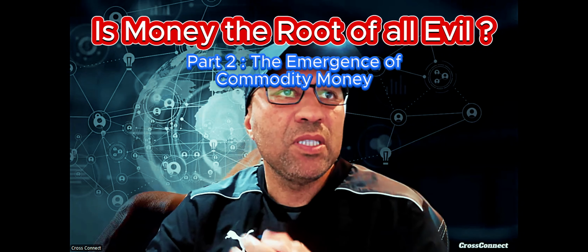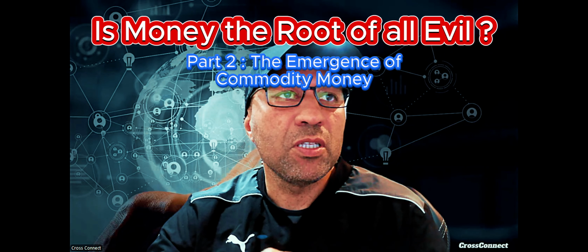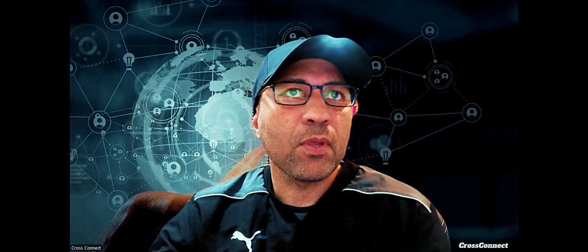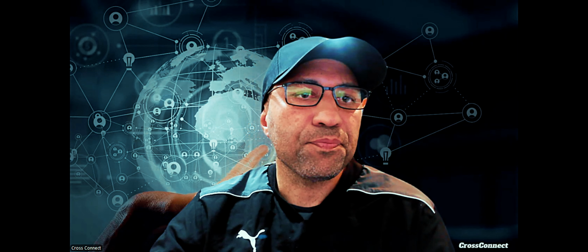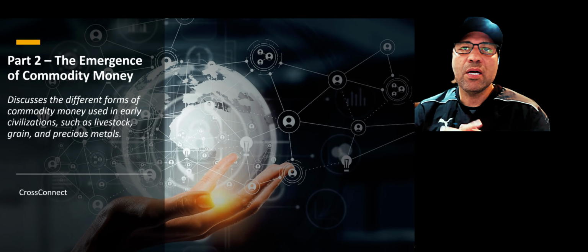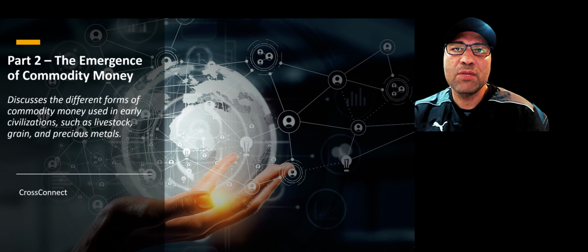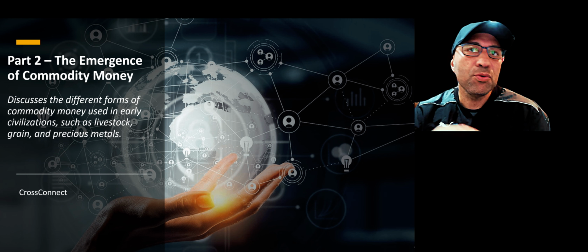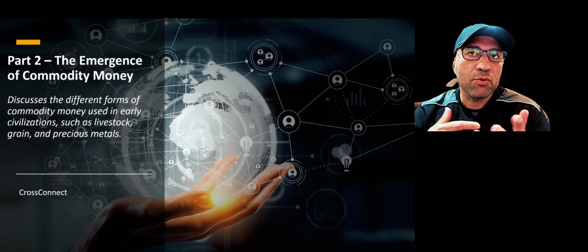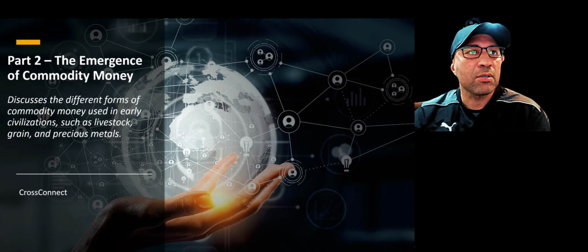The part number two is the emergence of commodity money. What we're gonna talk about, if you let me share my screen. So now you can see that we're gonna talk about the different forms of commodity money used in early civilizations, such as livestock, grain, and precious metals.